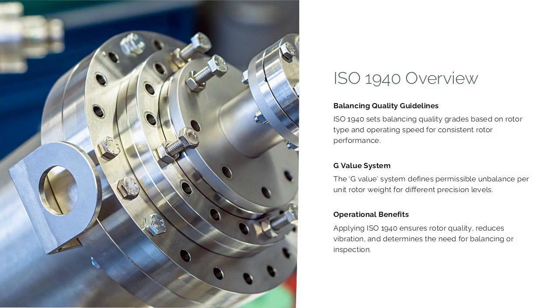Higher precision rotors such as turbine spindles require low G-values, while general-purpose machinery may tolerate higher ones. Applying ISO 1940 ensures consistent rotor quality and reduces the potential for excessive operational vibration. Understanding the standard helps engineers evaluate whether a rotor requires shop balancing, field balancing, or further inspection.